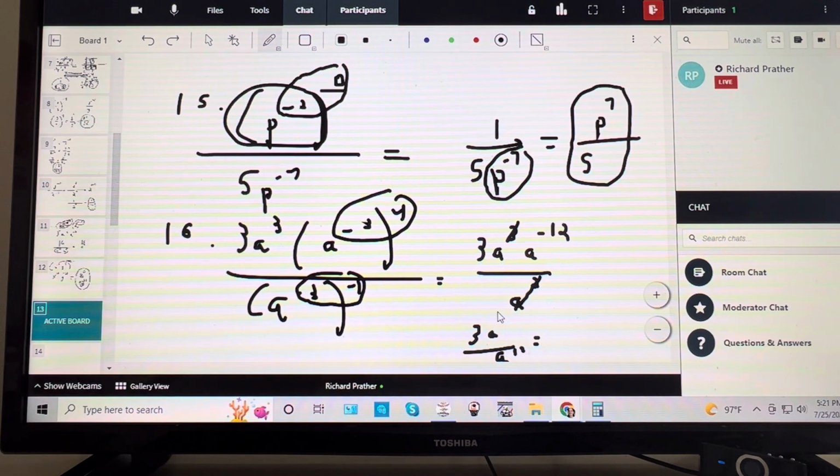And then because I have 1a in the top and 12 in the bottom, if you do 12 minus 1, that's 11. The bigger one's in the bottom, so the 3 will be stuck in the top, and then a to the 11th in the bottom.